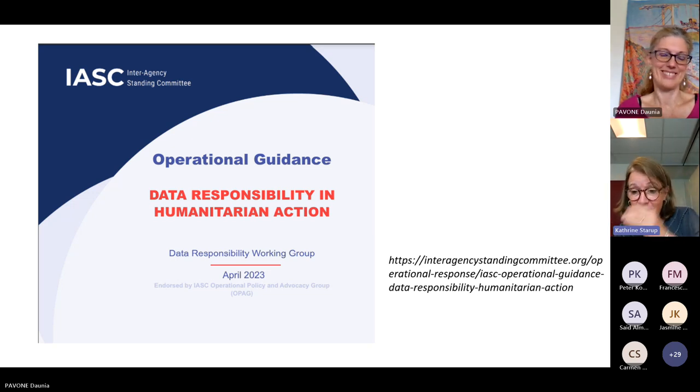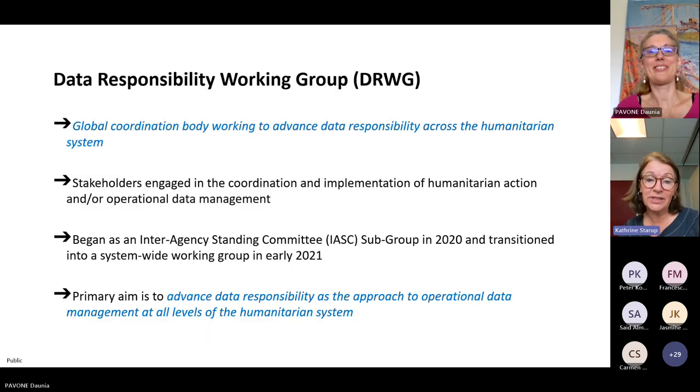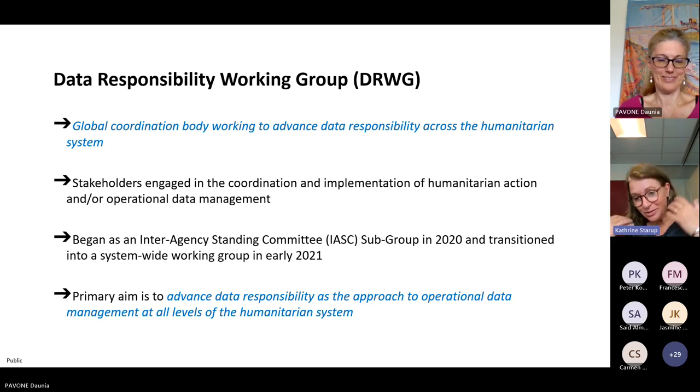So the concept of data responsibility, as this session is also going to be about, comes out of a collective effort over a number of years. We can go to the next slide, Tonia, please. Today we call it the Global Data Responsibility Working Group, the DRWG. We were initially established upon request from the Interagency Standing Committee as a subgroup back in 2020 and commissioned to develop an operational guidance on exactly how to manage data in humanitarian action in a safe, ethical, and effective manner. So how to basically manage data in a responsible manner.